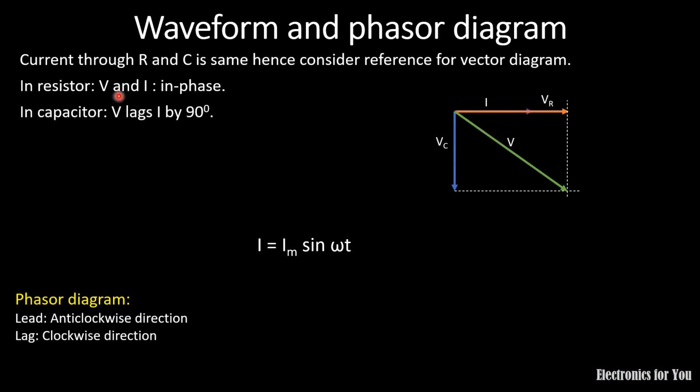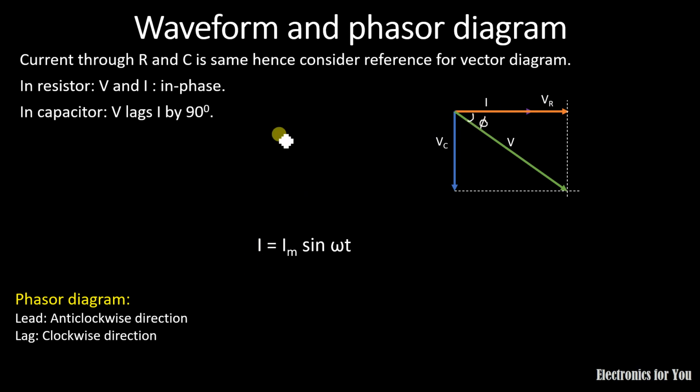And the equation for current, as we are considering it as a reference, is given by I equals Im sin omega t. And from this diagram, this overall voltage is lagging the current because it is in the clockwise direction, and clockwise direction indicates the lag in a phasor diagram. So it is lagging by some angle, let that angle be phi.